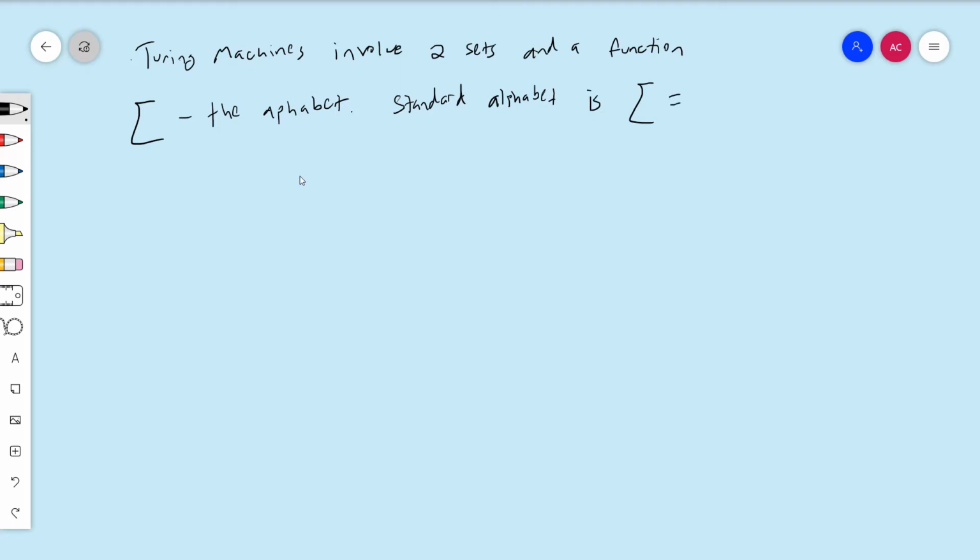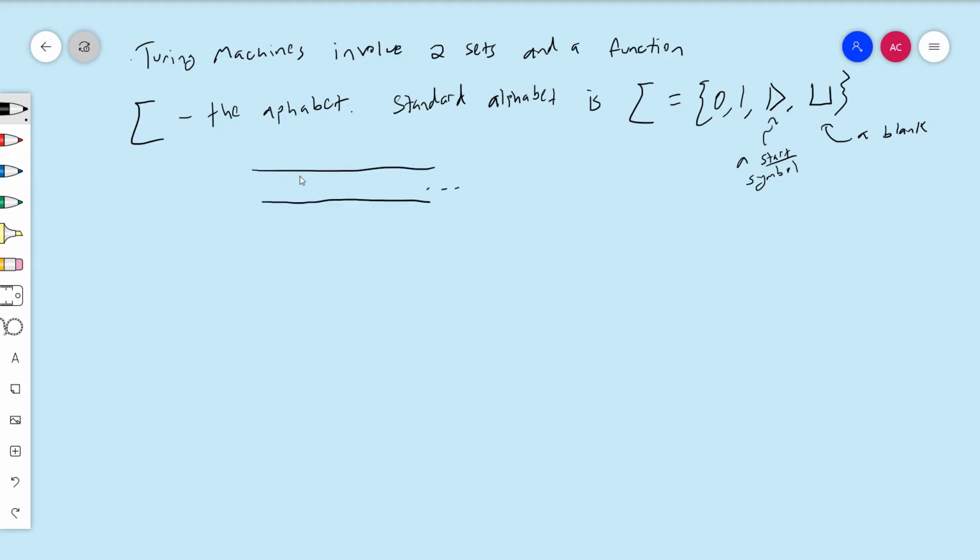The standard alphabet is going to involve 0 and 1, but then it's also going to involve this triangle thing, which looks like a play button, and also this, I'll use a square U. The triangle is known as a start symbol, and this is a blank. The idea is that we're not going to have a page anywhere in the definition. Instead, the page is in our imagination, and so I need a symbol to represent that a cell is blank.